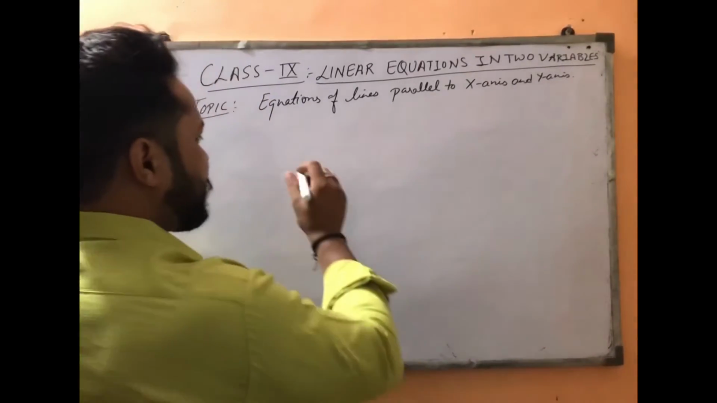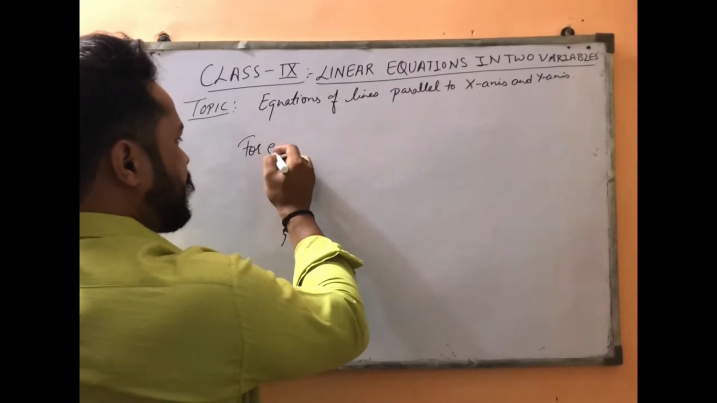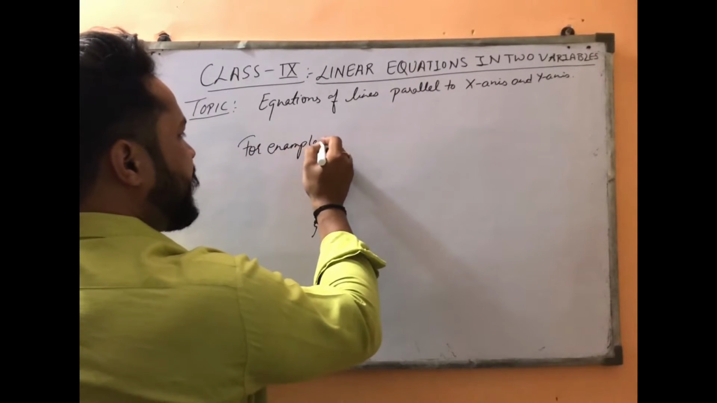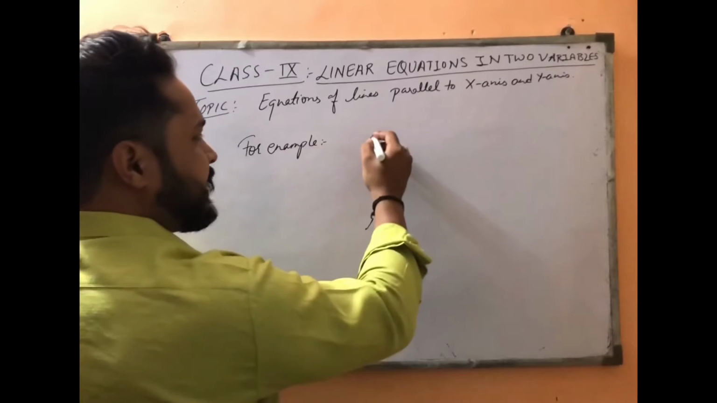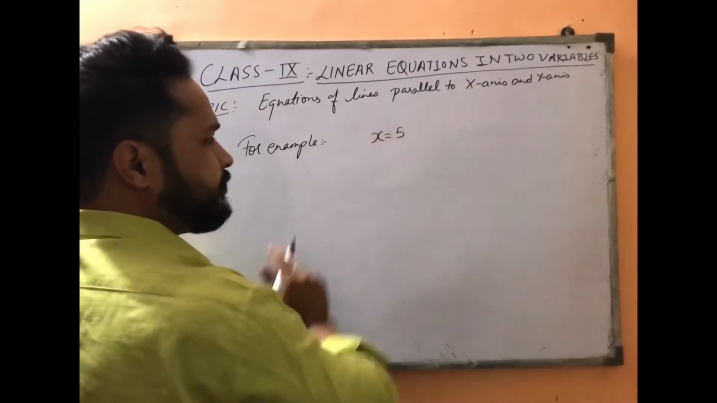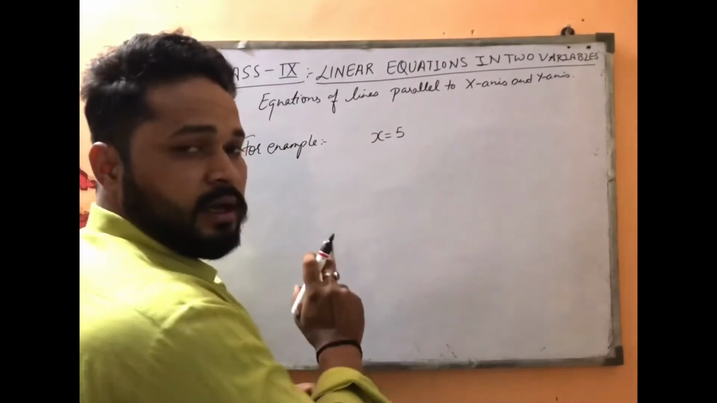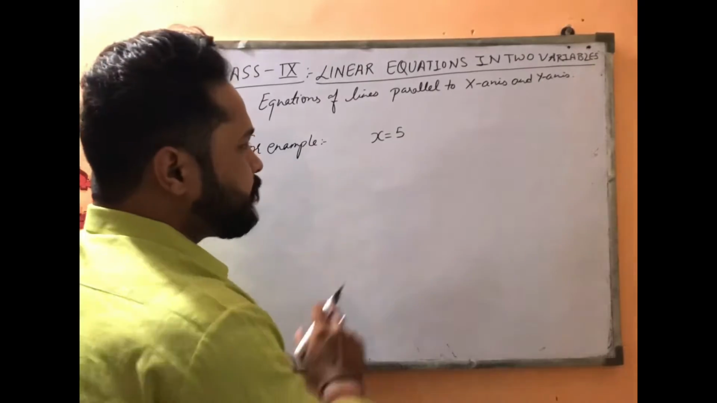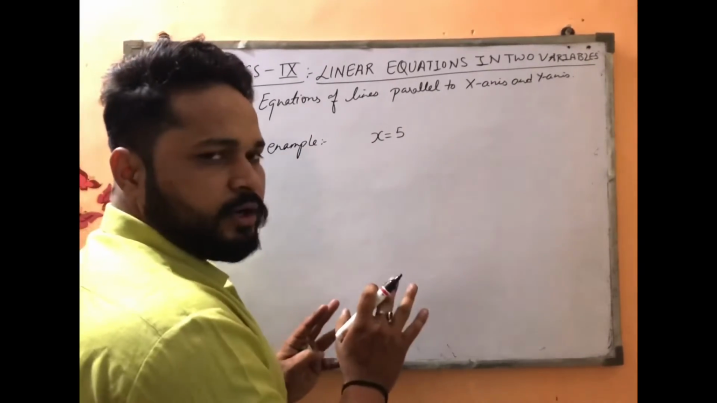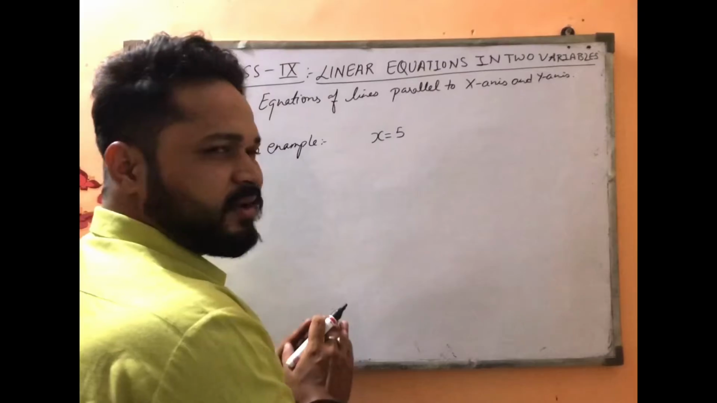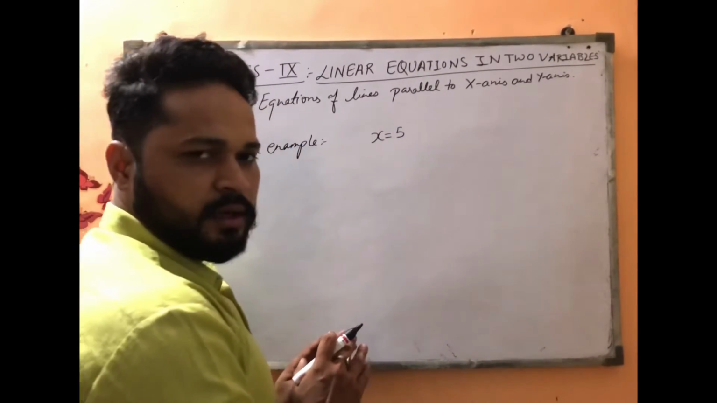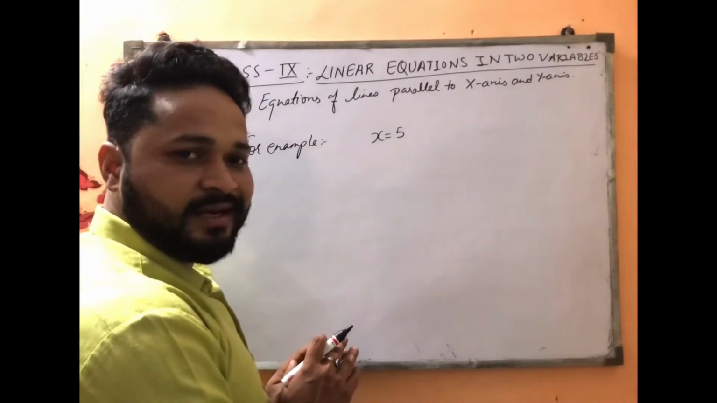So for example, we have an equation of a line like x is equals to 5. So this is a one variable equation. Okay, so how can we convert it into two variables? The second variable y is absent there. That means its coefficient is 0.